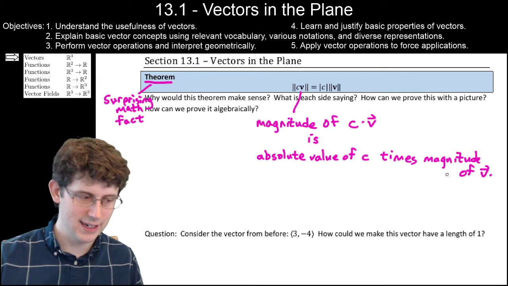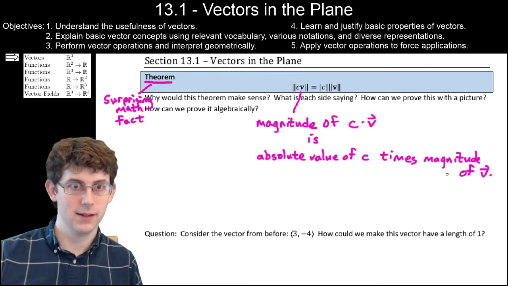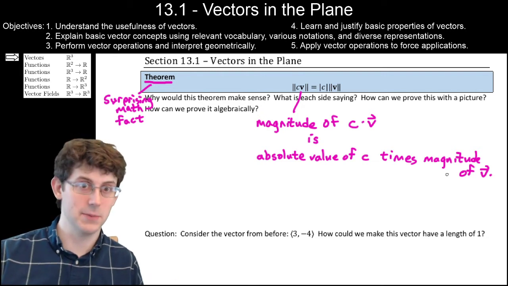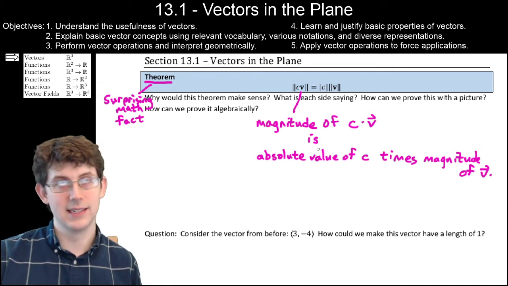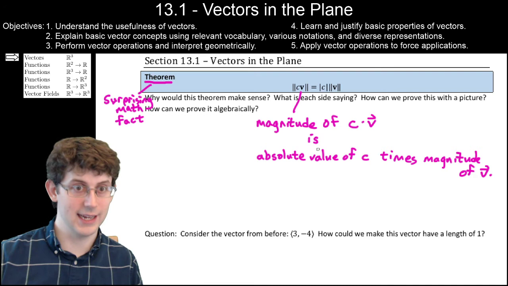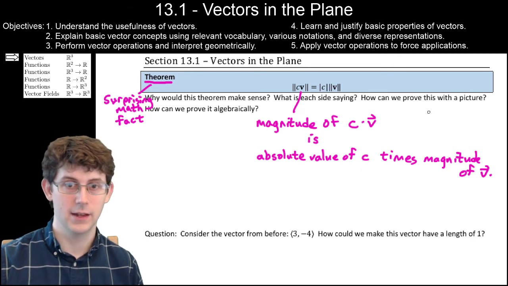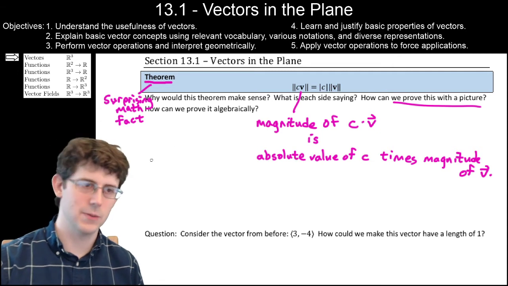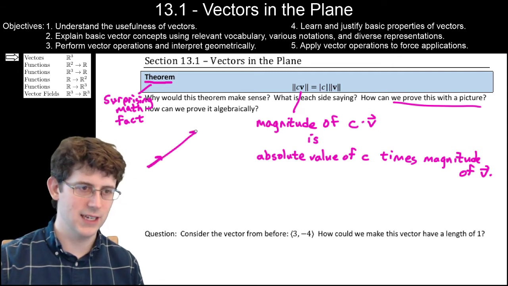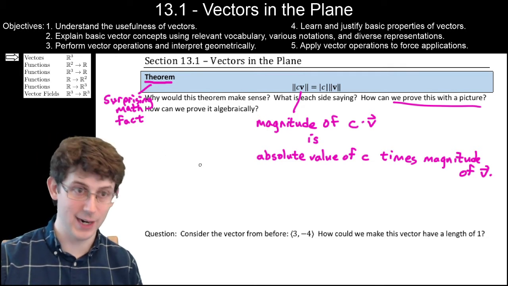So if you take a vector and you multiply it by -4, it becomes 4 times as large. If you take a vector and you multiply it by 6, it becomes 6 times as large. So that's what this theorem says. It basically says, okay, scaling actually works as scaling the way that we say it does. And this theorem is the reason that it's okay to call numbers scalars. Okay, how can we prove this with a picture? I don't really want to prove it with a picture. The picture would be you draw v and you draw cv and it's c times as long. I'm more convinced by the algebraic argument.